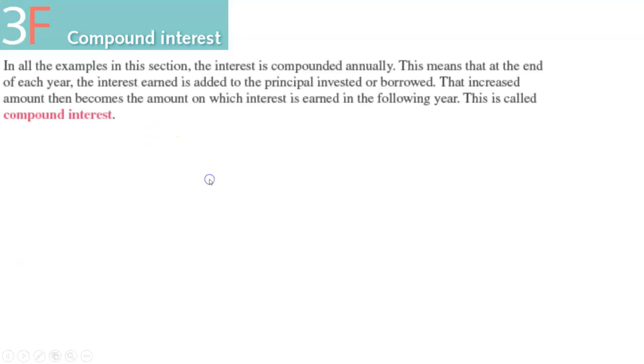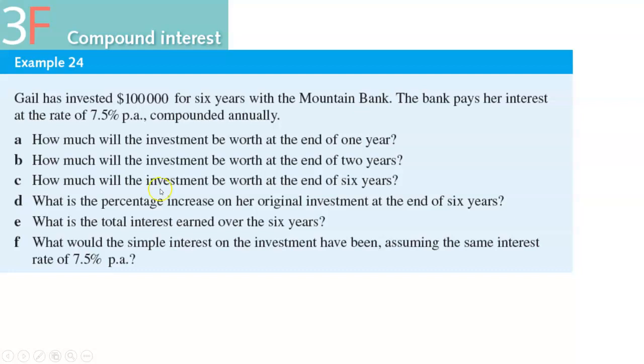Now Dr. Kutis has already explained a bit about what compound interest is, so I'm going to go straight in with some examples. Firstly, in all of these examples the interest is compounded annually. Later in your mathematical career you'll have a look at different ways that interest can be compounded. But this just means that at the end of each year, the interest earned is added to the principal invested or borrowed. Okay then, so example 24.